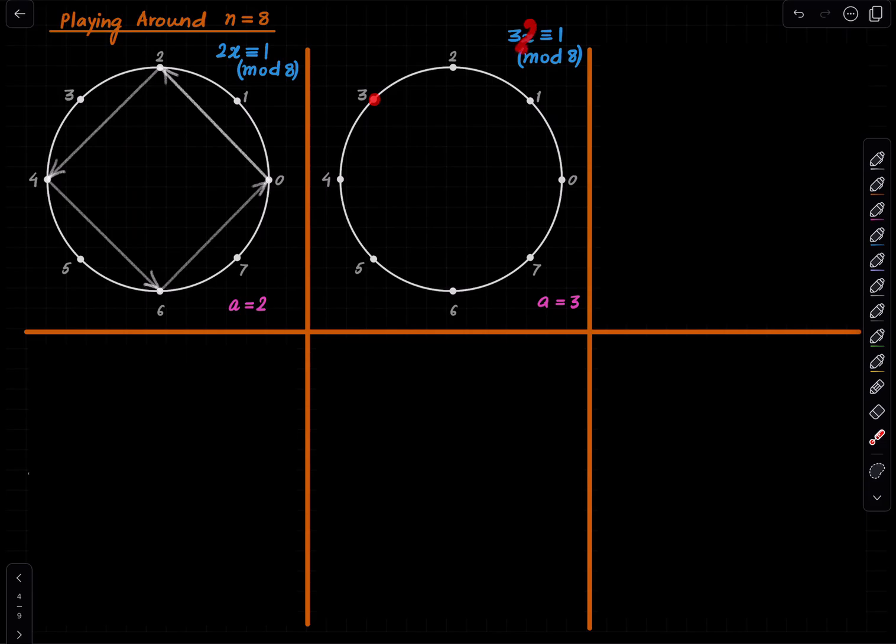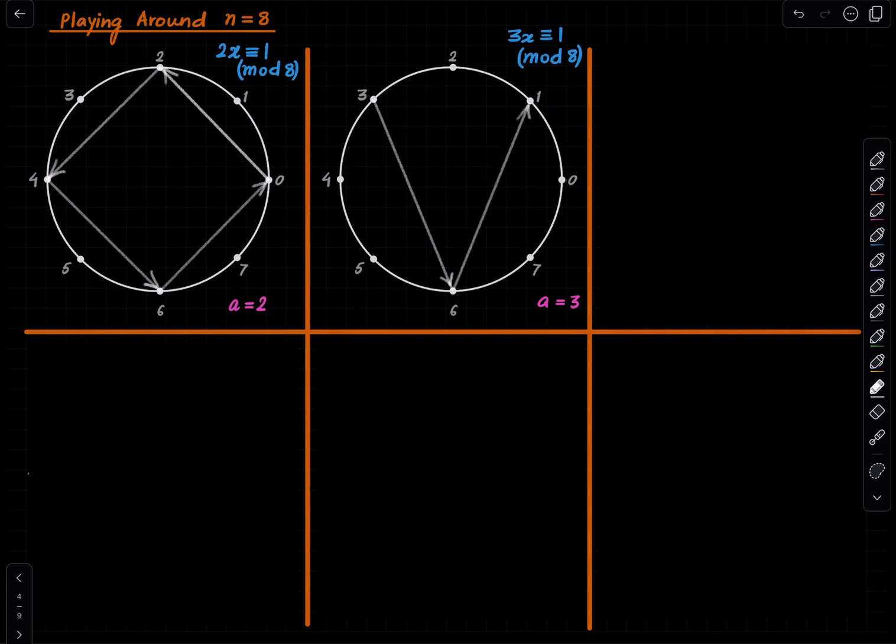X equals 2. When we substitute x equals 2, that is 3 times 2. But again, as in the previous one, we will think of it as moving 3 steps ahead. We are currently at 3. We are moving 3 steps ahead, so we will reach 6. So we start with 3, we go to 6, then again 3 steps ahead. 6 plus 3 is 9, but 9 is the same as 1 modulo 8, so then we will go to 1.